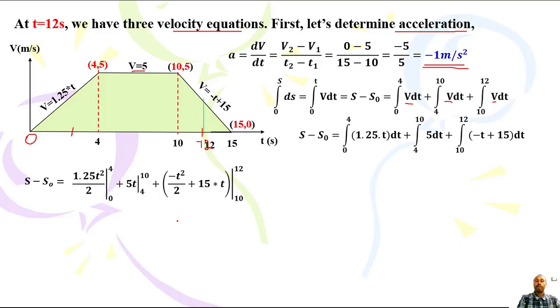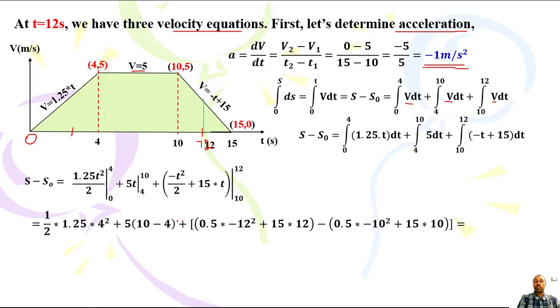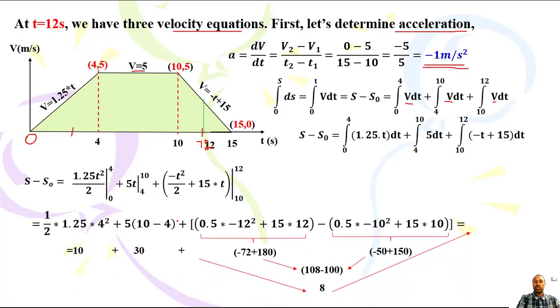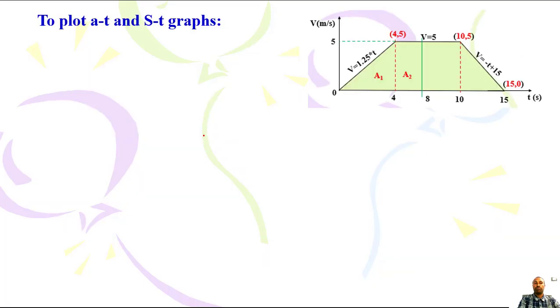Then finally, you can calculate the total distance. Total distance up to this point is 48 meters. That is the total position, and now you can plot the acceleration versus time and distance versus time graphs.